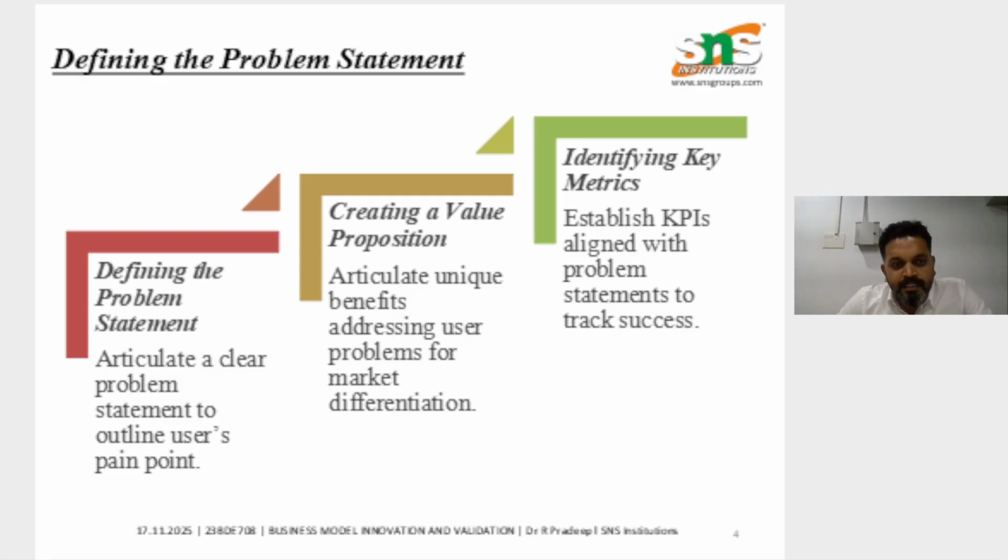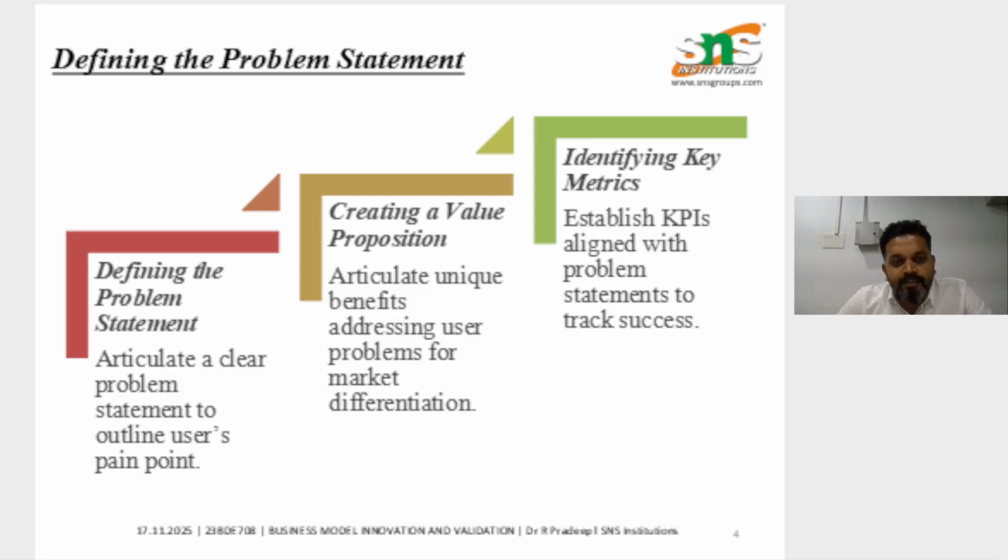Once the problem statement is defined clearly, we have to create a value proposition explaining why this solution is going to solve that particular problem. If that is not defined properly, obviously whatever business, startup or product has been developed and launched in the market is going to fail. So we have to create a value proposition to articulate the unique benefits addressing the user's problems for market differentiation.